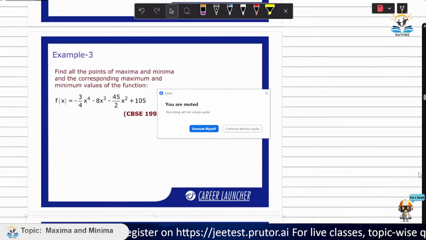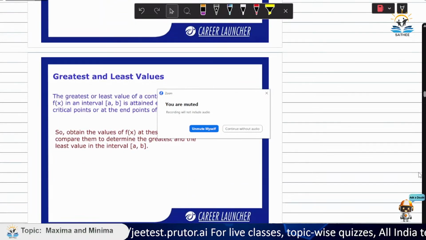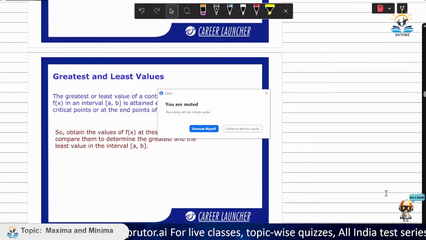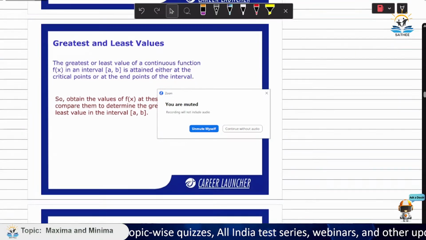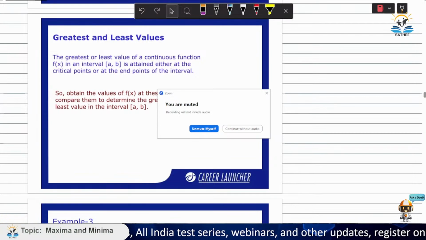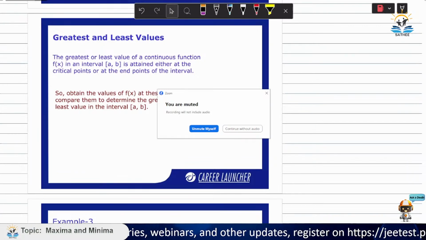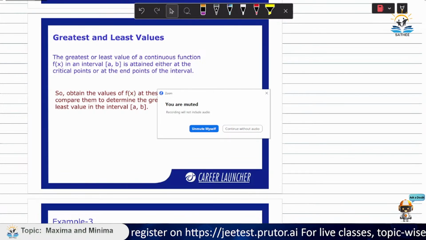Okay, so we were discussing what a maxima and minima is. So let's see the greatest and least value. The greatest or least value of a continuous function f of x in an interval a and b is attained either at the critical points or at the points of the interval. Okay, this is very interesting. We have to understand what the greatest and least values look like, right? So let's also obtain the values of f of x at these points and compare them to find the greatest and least values in the interval. Yes. So what do we mean by this? At which points can any greatest value or least value exist?